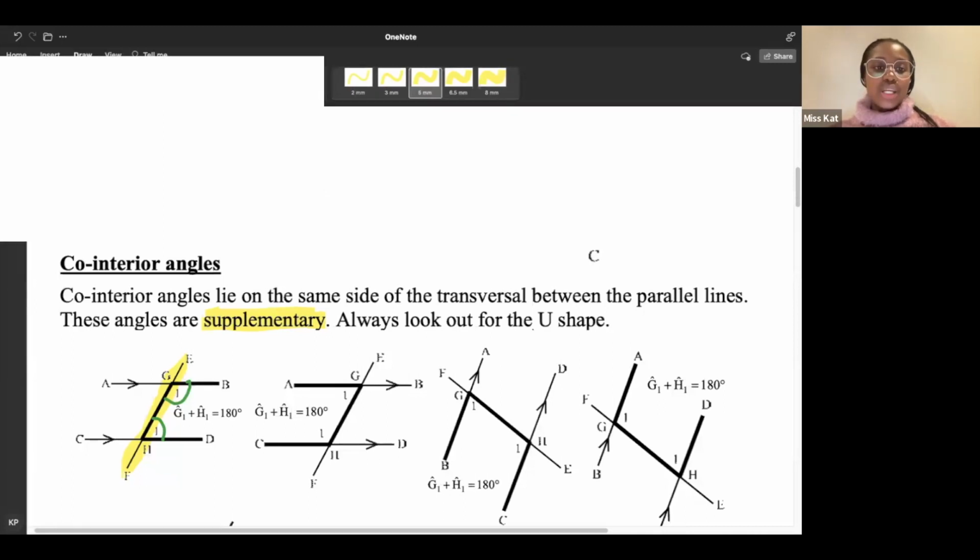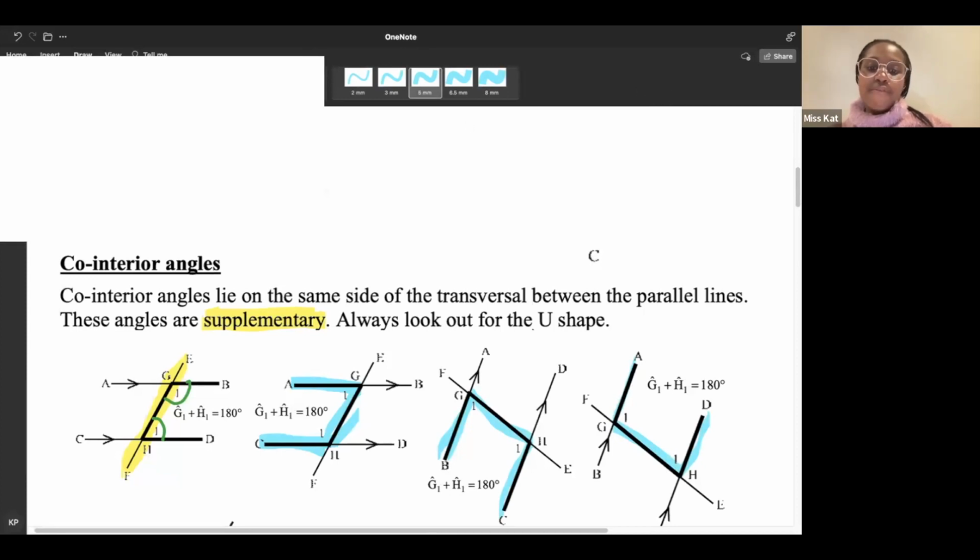And then they give you a little hint here and they say, always look for the U shape. Check there. It's a U. It's on its side, but it's a U. This one is upside down. This one is the right side up, but a little bit tilted. But the point is, always look for the U shape, and that will be where you will find your angles.